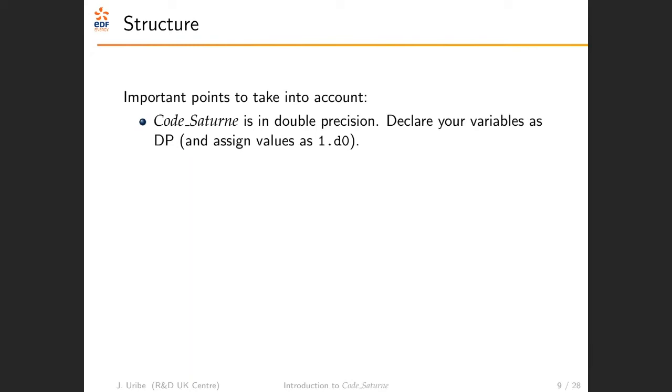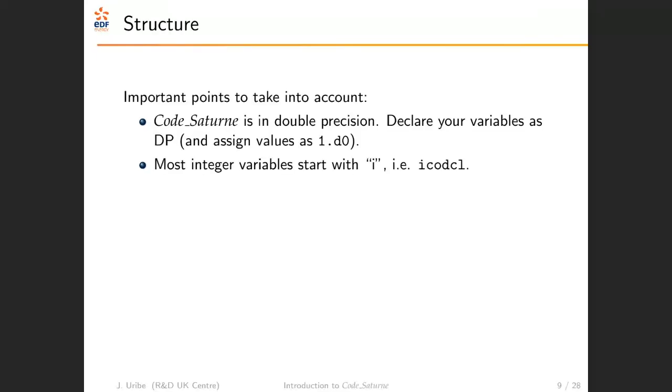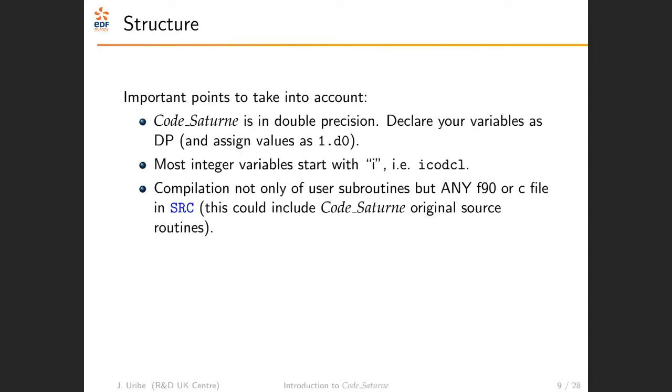Things to take into account is that Saturn is always double precision. So you should declare your variable double precision to be coherent with the rest of the code. You'll see a lot of variables that have 6 letters. This comes from the legacy of Fortran 77, when you could only have 7 characters. So you'll see that everything that starts with an I used to be an integer. That would help you finding out what it is.